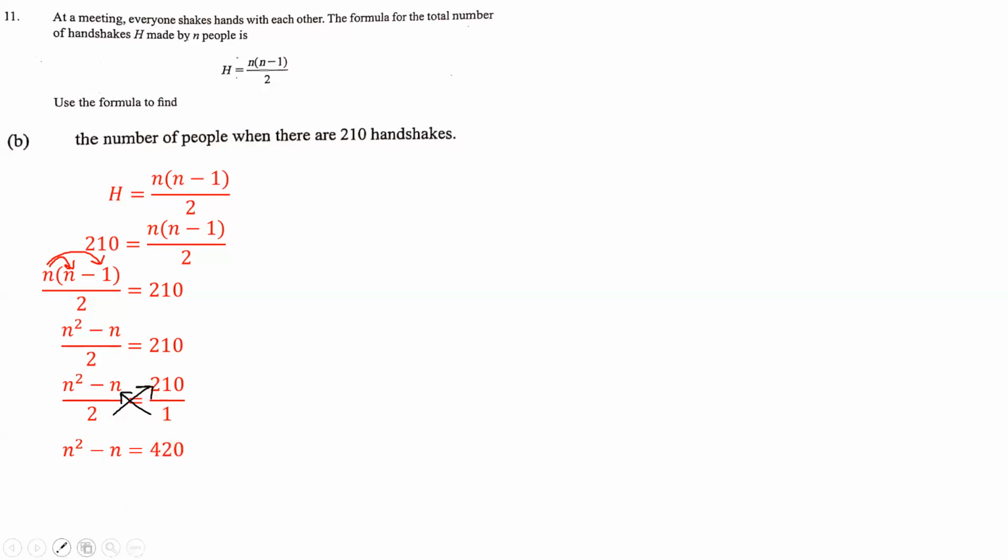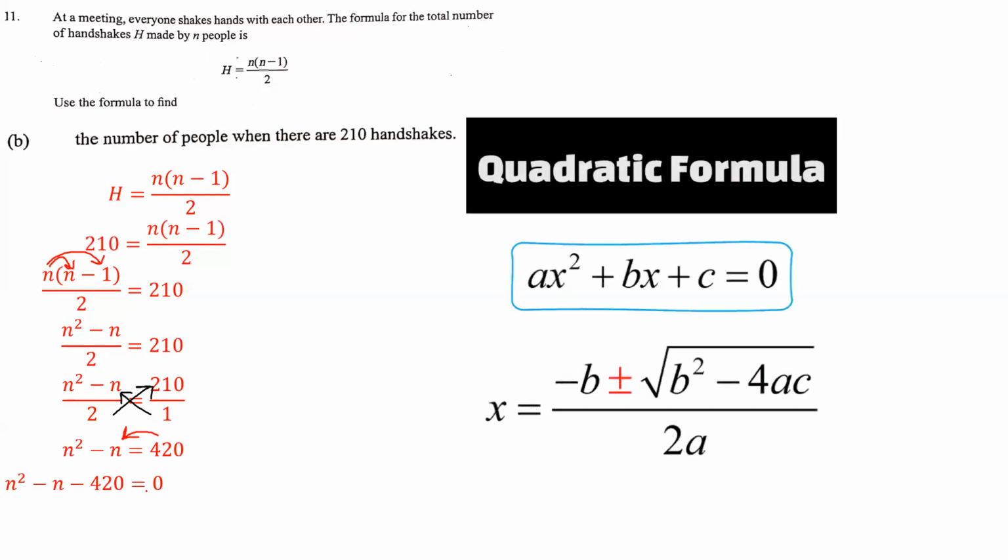Now what we have to do is represent it such that it's ready for the application of the quadratic formula. So we send the 420 over the equal sign, and we are left with n squared minus n minus 420 equals 0. What does the quadratic formula say?